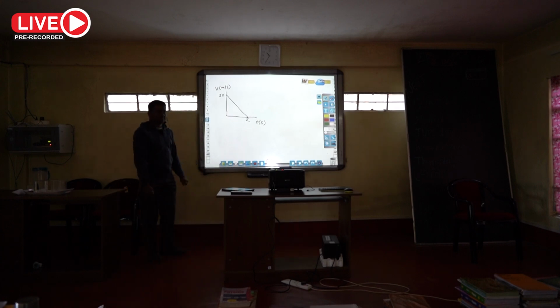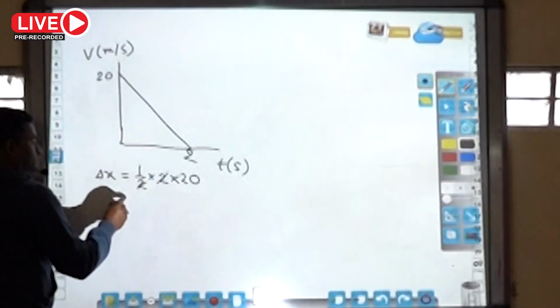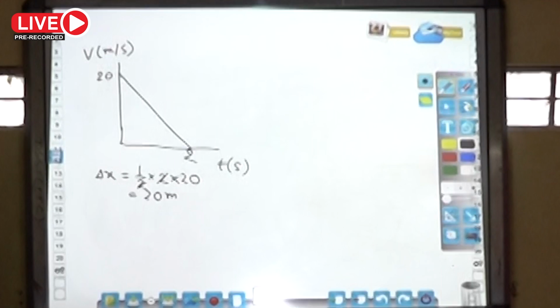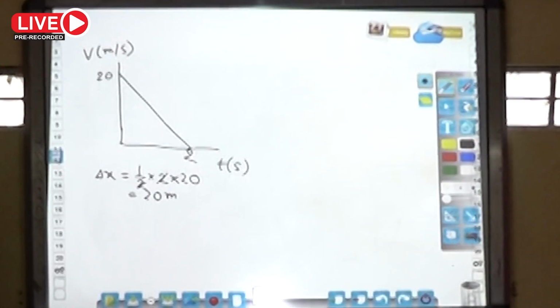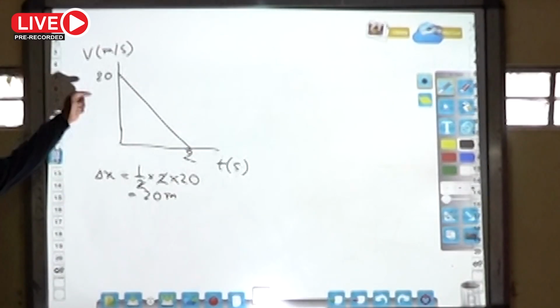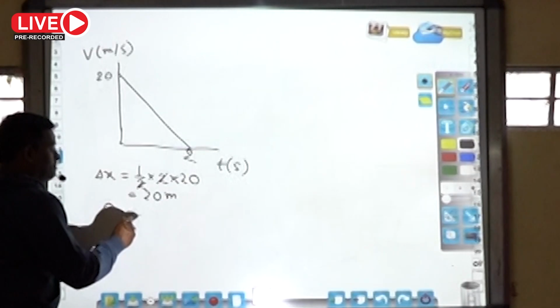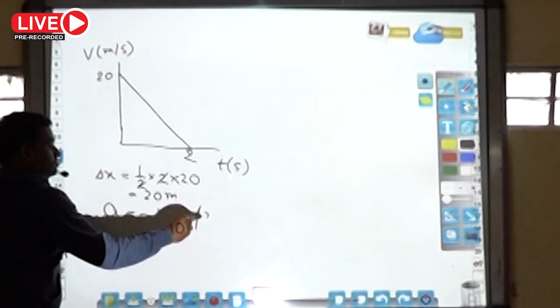See, I will show you both the methods. First, the longer method. So this is coming 20 meter. Now what is the slope of this graph? 20 by 2, that is 10, but that is minus 10. Slope of the graph represents acceleration, but here velocity is decreasing, means it is retardation. So a equals minus 10, because 20 by 2 is 10 meter per second square.